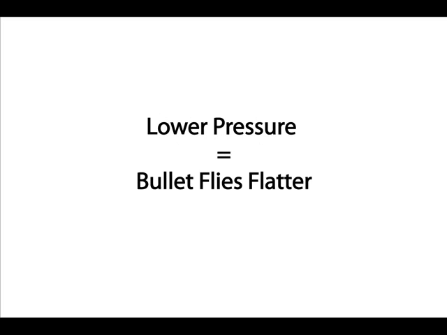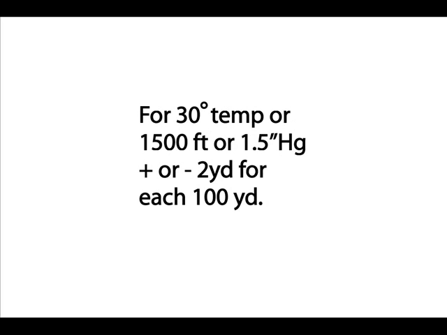Okay, so we talked just now about lower pressure, but what do you do if you have a change in your barometric pressure, but there's no corresponding change to the temperature? Your temperature is still similar to what you normally would encounter. So if we look at our formula here, it says 1.5 inches of pressure is equal to plus or minus 2 yards for each 100 yards.